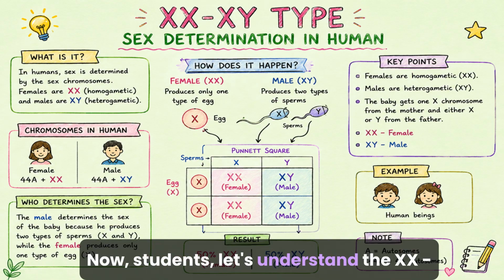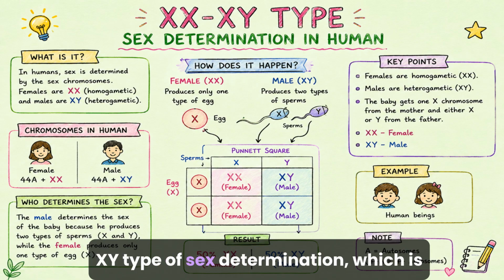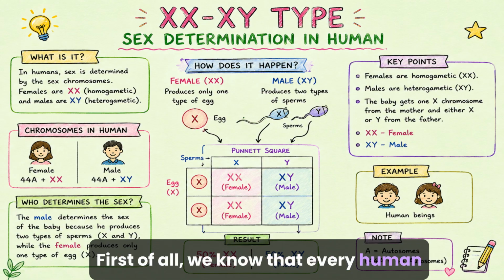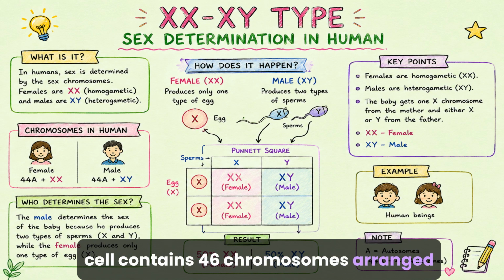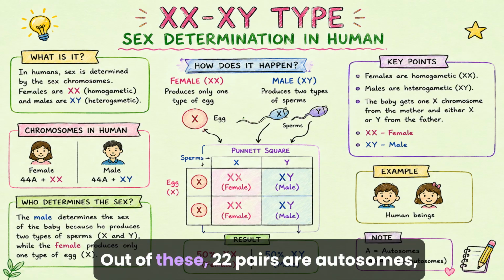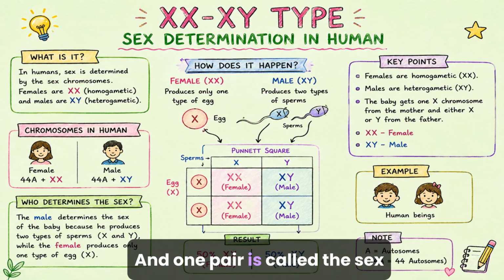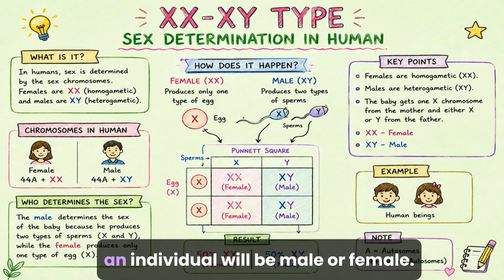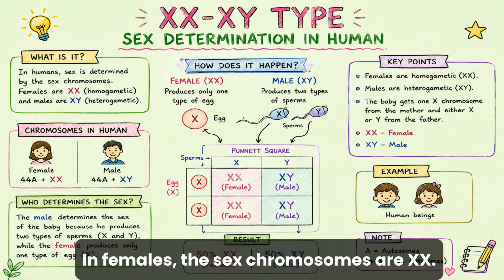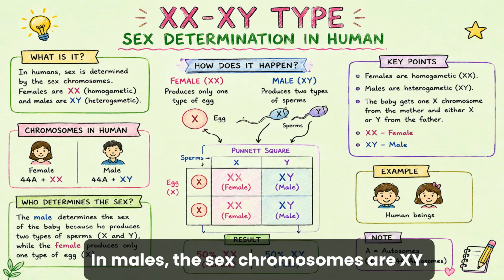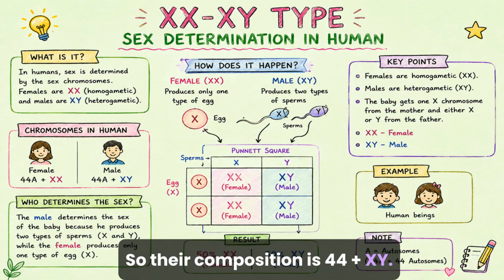Now, students, let's understand the XX-XY type of sex determination, which is found in human beings. First of all, we know that every human cell contains 46 chromosomes, arranged in 23 pairs. Out of these, 22 pairs are autosomes, which control our body characteristics, and one pair is called the sex chromosomes, which determine whether an individual will be male or female. In females, the sex chromosomes are XX, so we can write their chromosomal composition as 44A plus XX. In males, the sex chromosomes are XY, so their composition is 44A plus XY.